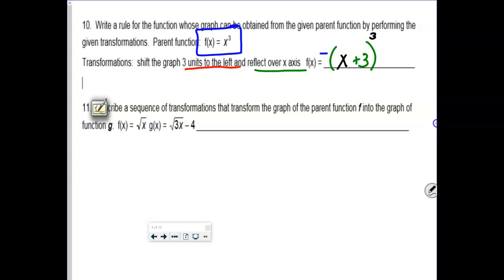This one, I want you to give me words. We have two non-competing transformations, so let's just start with this one. What would you call this? Be careful. It's in the square root. So it's a horizontal. Yes. No. There we go. It is a horizontal compression.